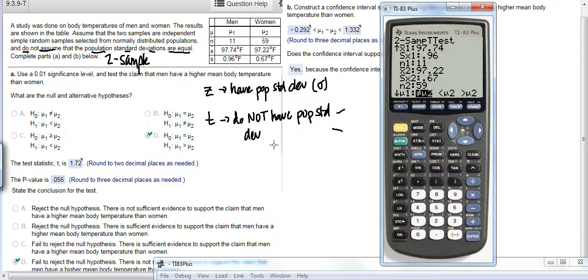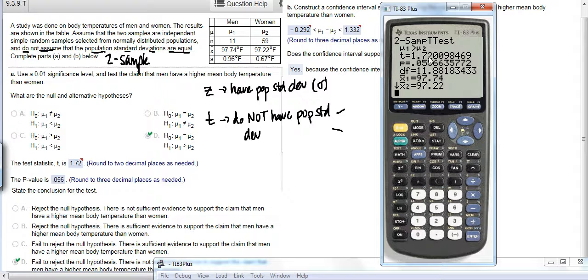Now our hypothesis test here, according to answer choice D, said we're going to try to prove that men have a higher body temperature than women. So we're going to do greater than. And then we'll go down and we'll say pooled. We're going to say no, and that's because we do not assume the population standard deviations are equal. So again, that's what we meant by pooled earlier. The second formula used pooled, and this one does not.